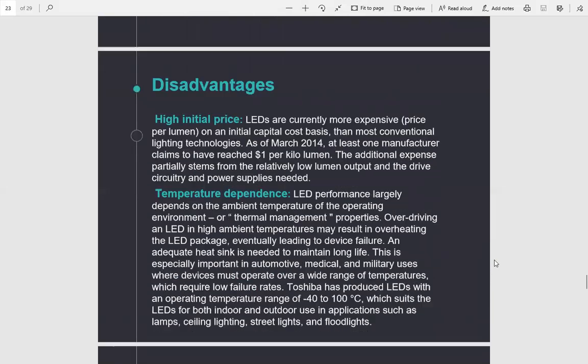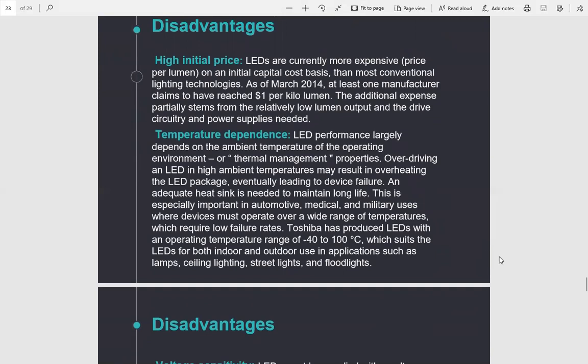Now let us discuss the disadvantages of LED. Everything has its own advantages and disadvantages, so LEDs also. High initial price. LEDs are currently more expensive. Price per lumen is decided for LED on an initial capital cost basis, higher than most conventional lighting technologies. As of March 2014, at least one manufacturer claims to have reached $1 per kilolumen. The additional expense partially stems from the relatively low lumen output and the drive circuitry and power supplies needed.